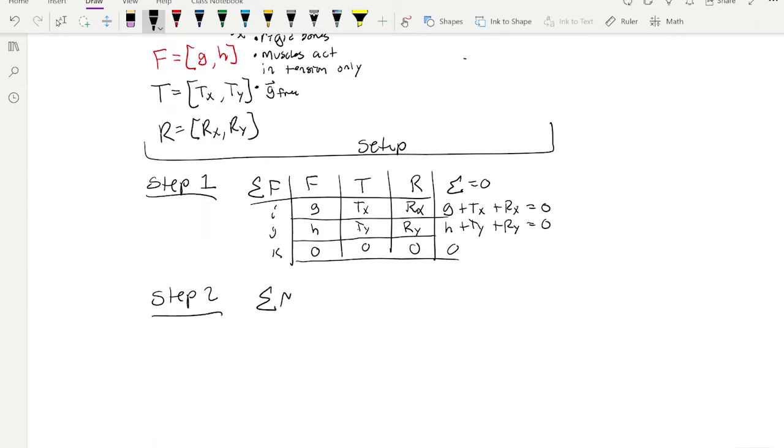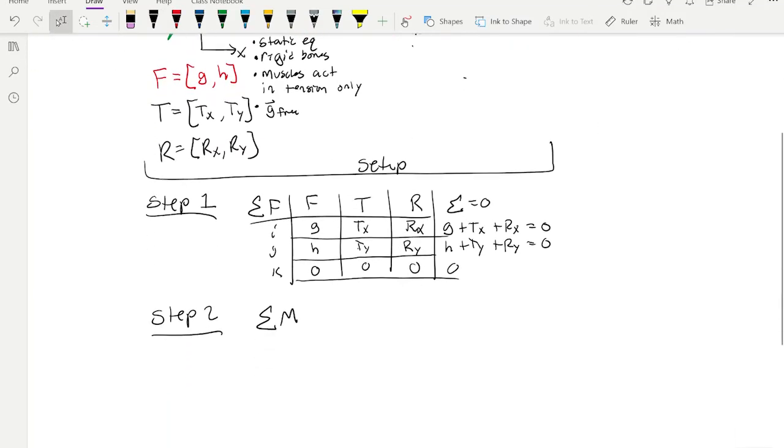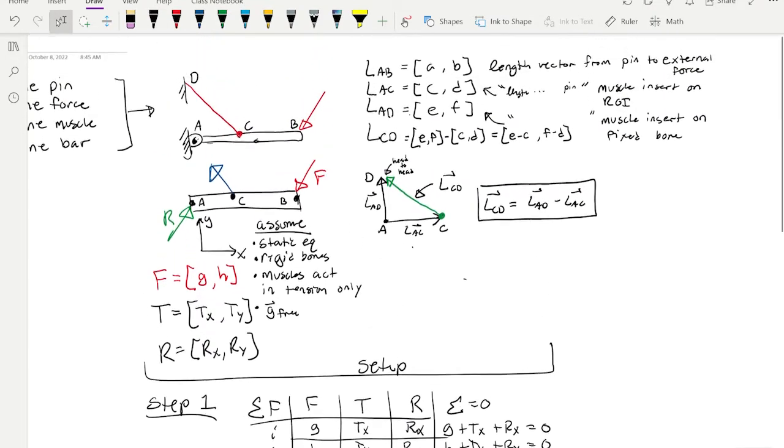We've got the sum of moments about something. It's always probably convenient to choose the pin as a reaction. So what do we need? We need the vector that we described.